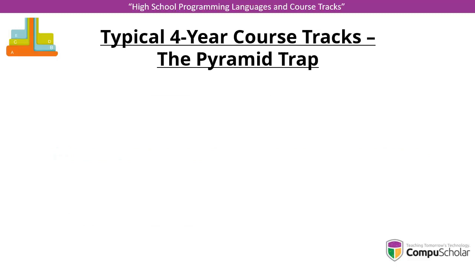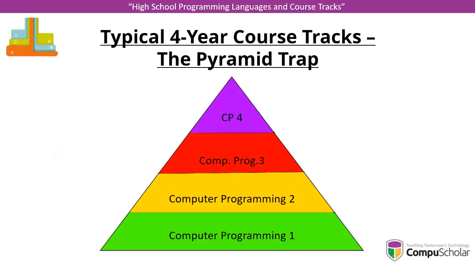So what we've seen over many districts in a number of states is what we like to call the pyramid trap. So let's talk about that for a little bit. You might be familiar with this typical course track where you've defined Computer Programming 1 as an entry-level course, then Computer Programming 2, maybe Computer Programming 3, and then a practicum or something like that at the 4th level.